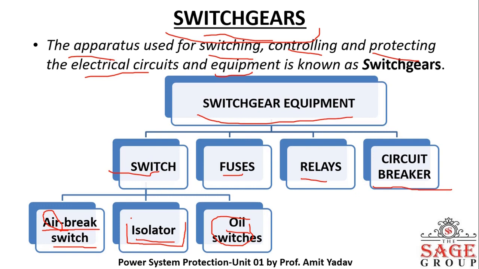Sometimes people ask what is the difference between an isolator and a circuit breaker. Simply you can say that a circuit breaker is also used to cut off the circuit, but a circuit breaker works automatically, while an isolator never works automatically.